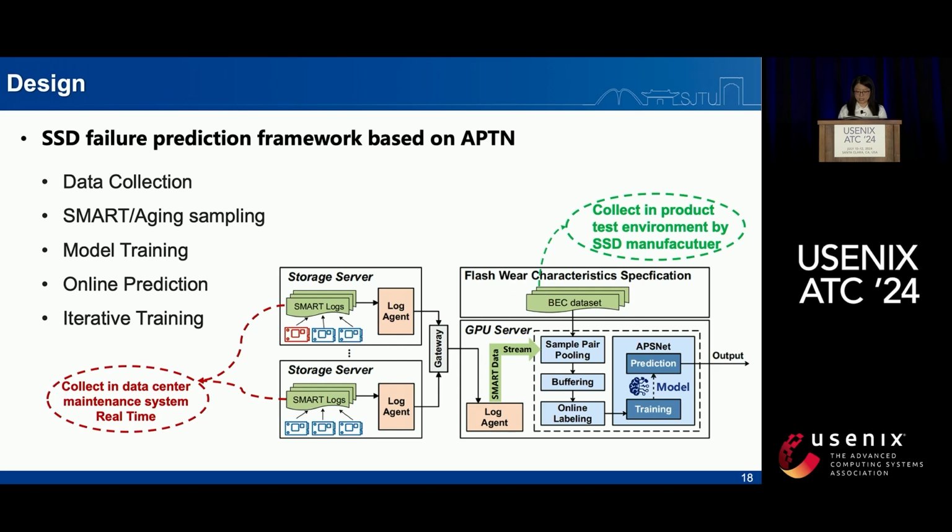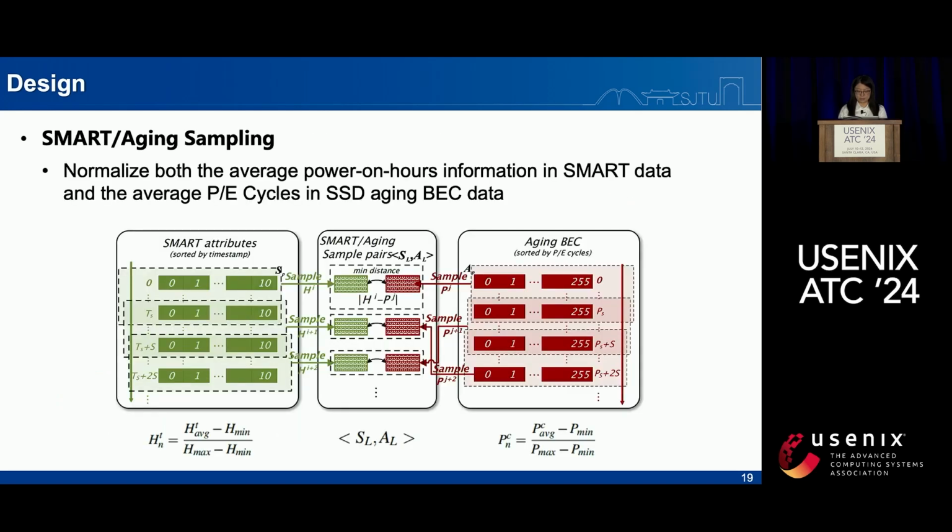So we built an Aging-Aware Pseudo Twin Network, called APTN, to solve this problem. This APTN network contains 4 parts, including the input layer, subnetwork 1, subnetwork 2, and the output layer. The input layer contains a SMART aging sampling module. It normalizes both the average power-on hours information in SMART data and the average PE cycles in aging BEC data. Here are the SMART time series and the aging PE cycles series derived from distinct sets of SSDs.